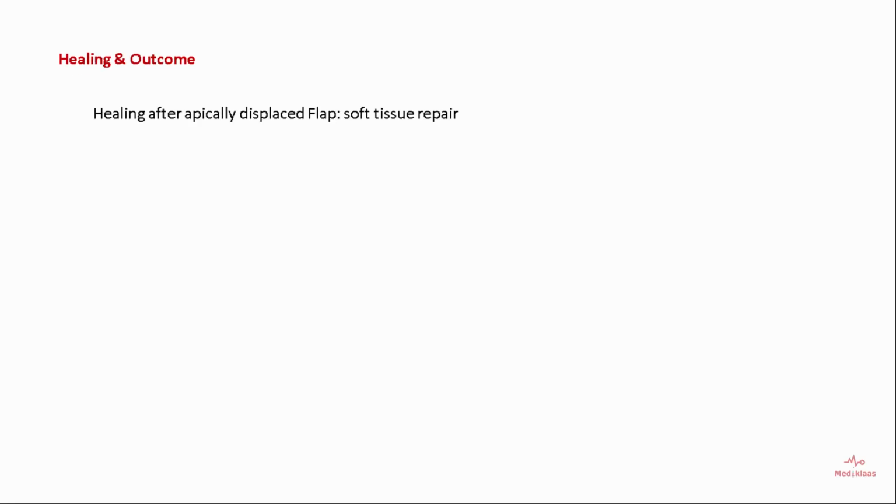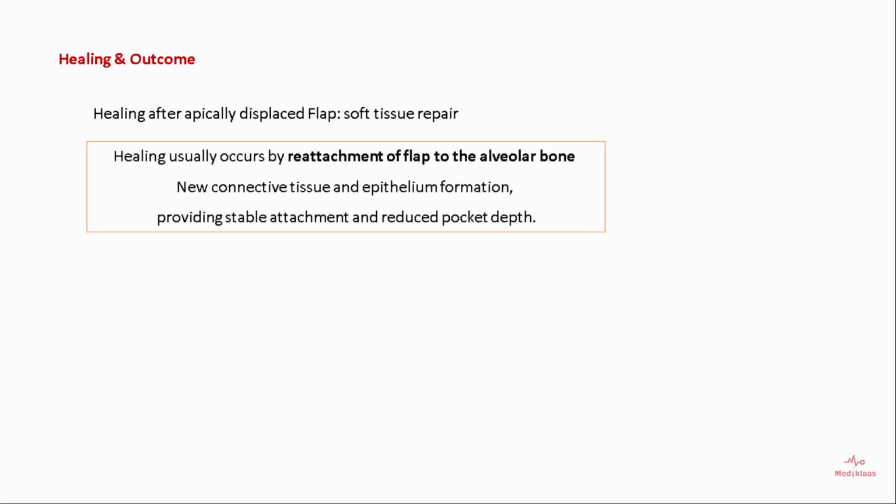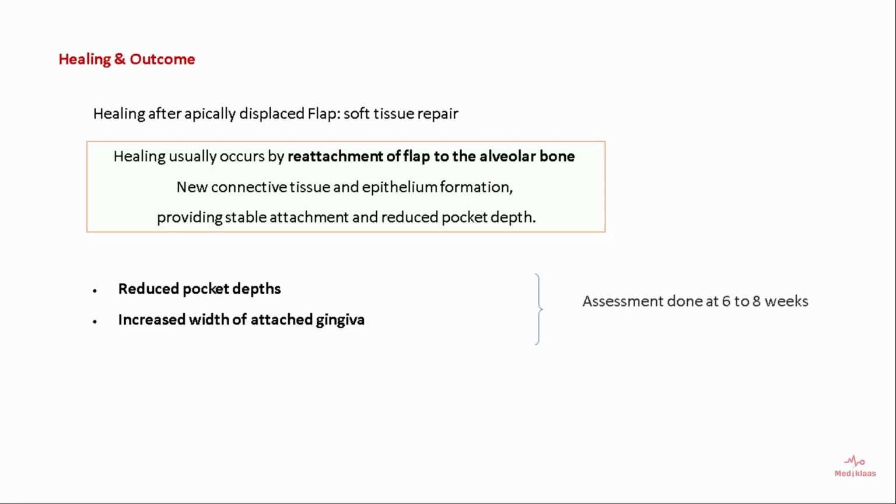Healing and outcome after apically displaced flap involves soft tissue repair. Healing occurs by reattachment of the flap to the alveolar bone with formation of new connective tissue and epithelium. This provides a stable attachment and reduction in pocket depth. So, healing outcome involves reduced pocket depth and increased width of attached gingiva. This is assessed at about 6 to 8 weeks after the surgery.